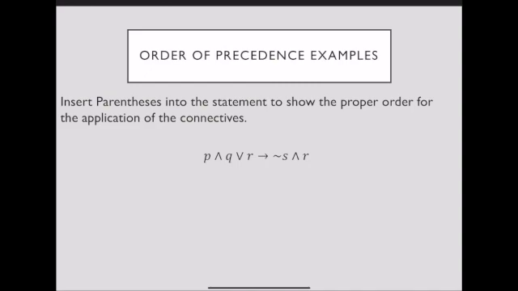So let's go ahead and work through this order of precedence example. So remember, our order of precedence is NAOIB, which is not, and, or, implication, biconditional. So the first thing I want to do is I'm going to work with my negation. Now sometimes you'll see this represented with a tilde. This is actually not. So let's go ahead and put in our parentheses.